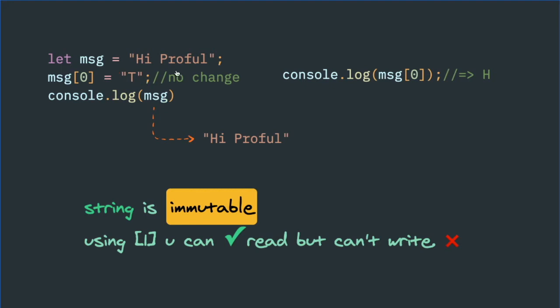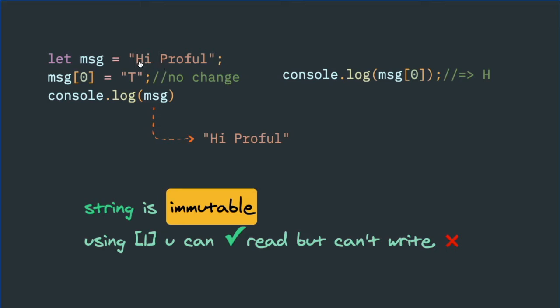Today we will discuss one interesting concept of JavaScript, that is string. Here we define a string "high profile" inside a variable message. The important thing to note here is that the string is immutable. That means once we create it, we cannot change it. Even if we try to change the string, it will create another copy of it.